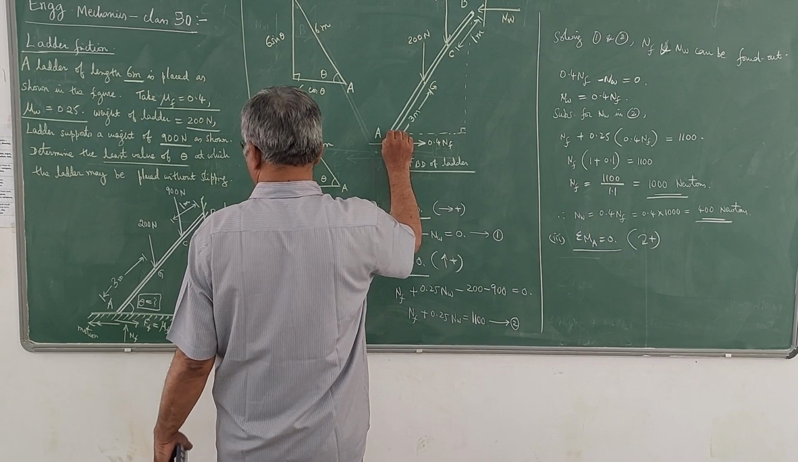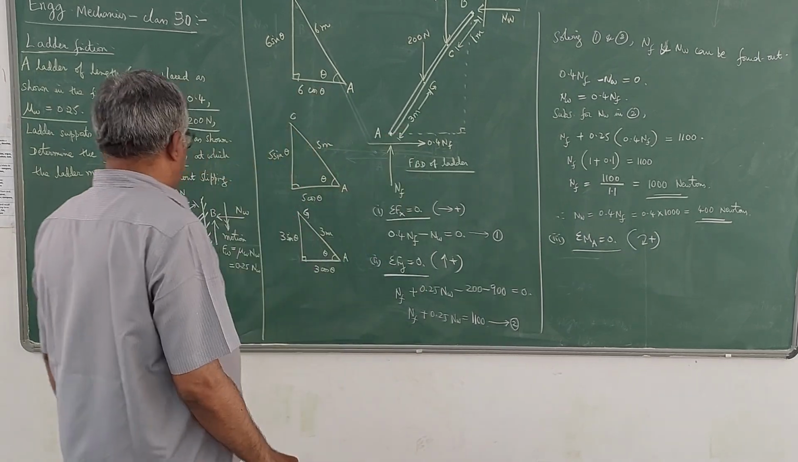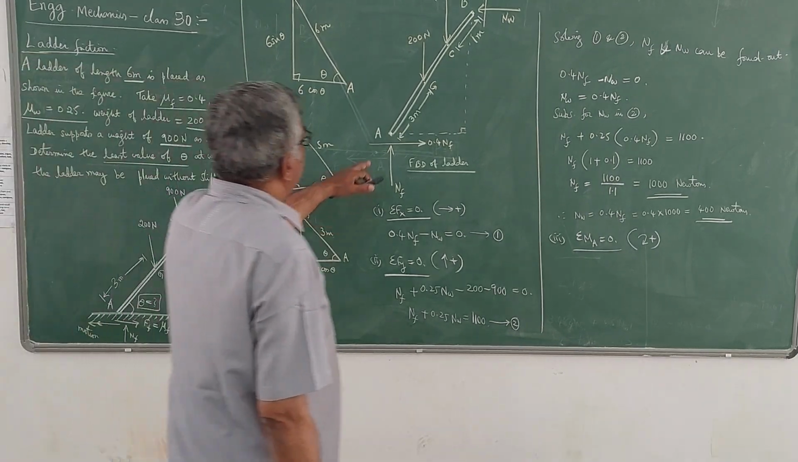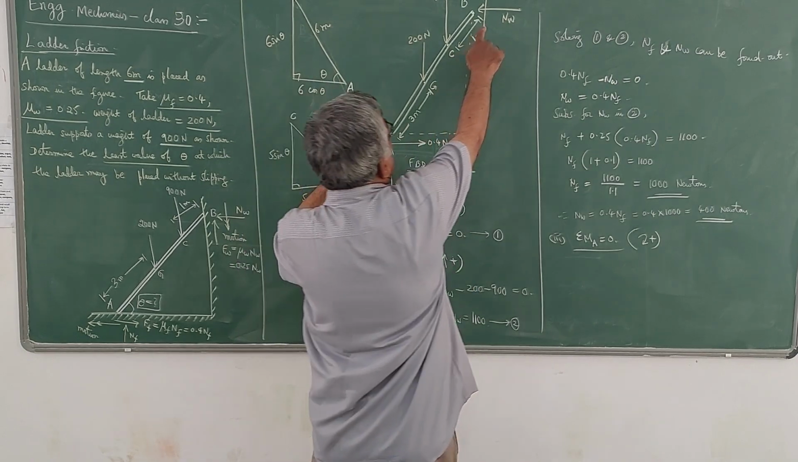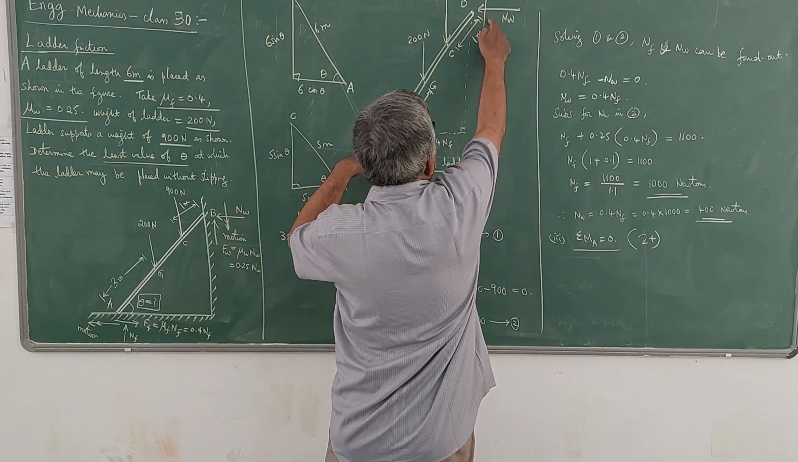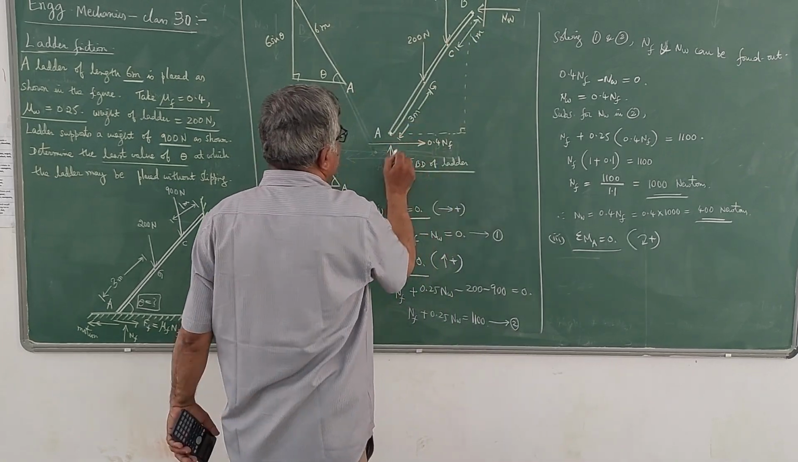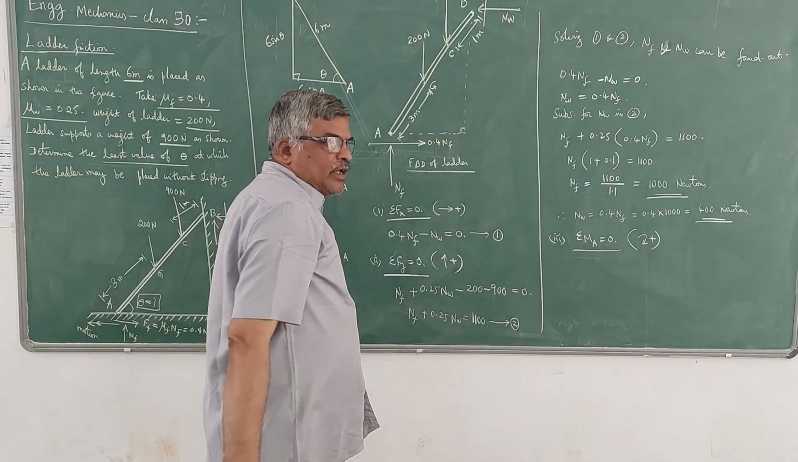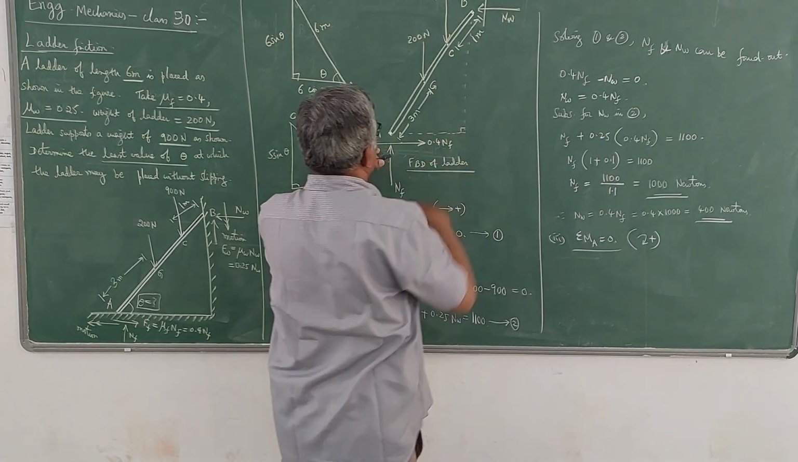So I have to take the distances now. Let us take one by one. The first I will take these two forces. Now I have to consider the moments of all the forces about the point A. Of course, these two forces don't have moment about A because they are passing through A. Your lever arm value will be 0. Only I have to consider these three.